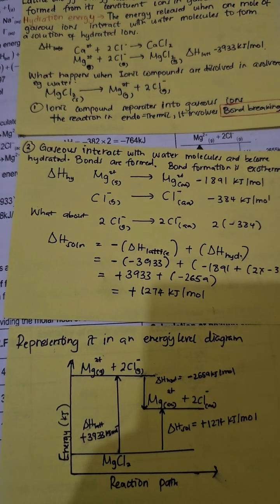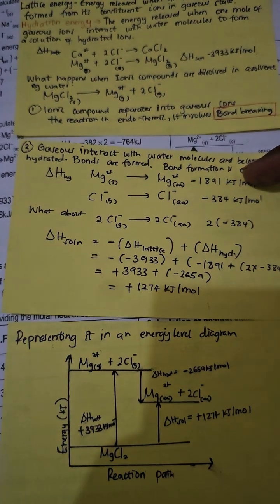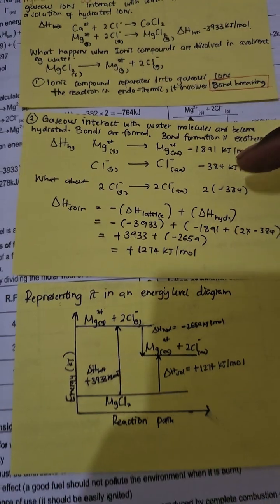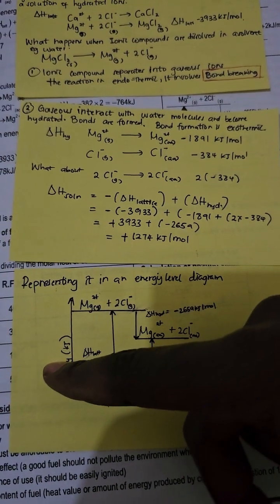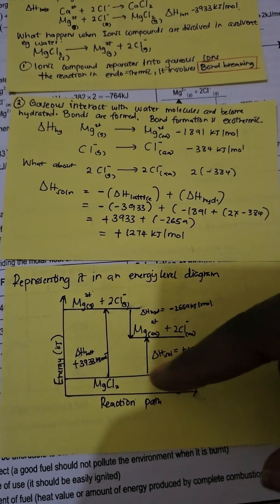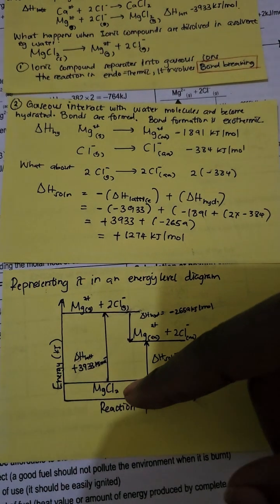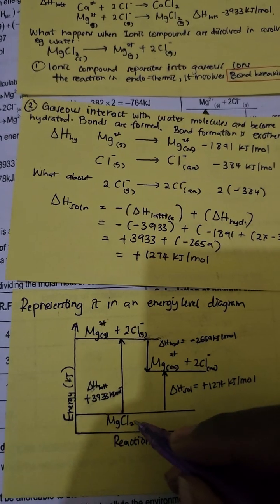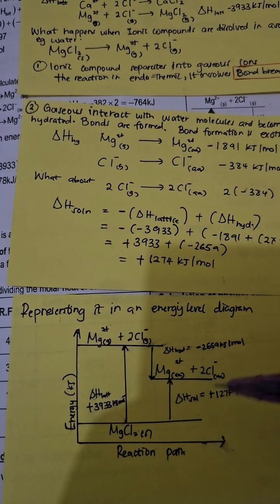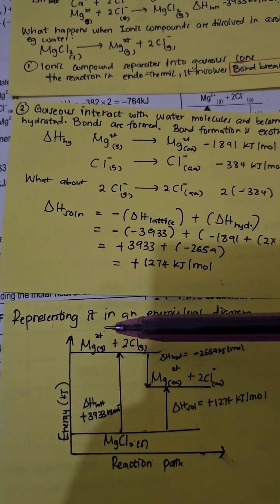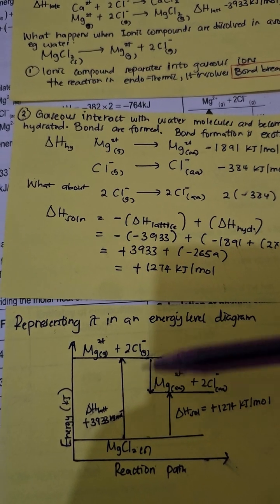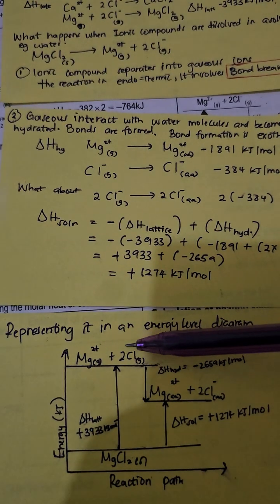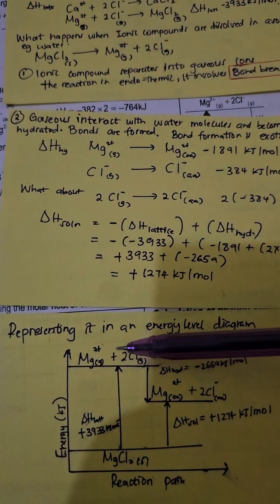Now, in the event that you are told to represent the enthalpy of solution of magnesium chloride in an energy level diagram, what do you do? You just draw a diagram. Energy, reaction path. You begin when magnesium chloride was dissolved in water. Here, by the way, it's supposed to be in its solid state. When it was dissolved in water, it separates into its gaseous ions, magnesium and chloride ions.